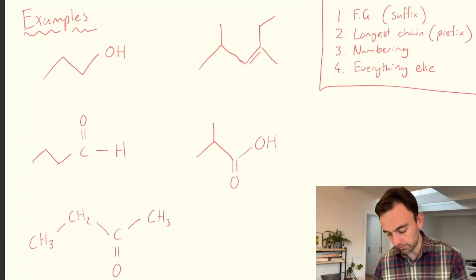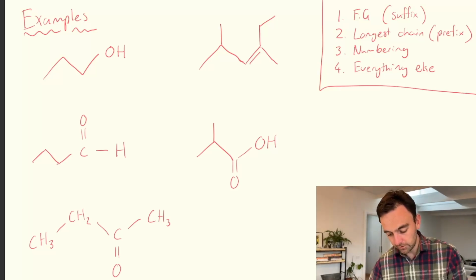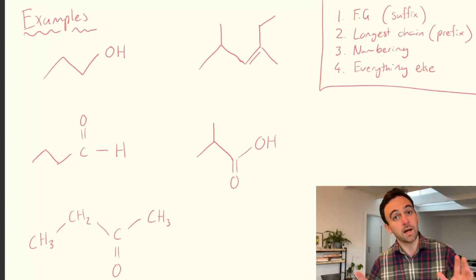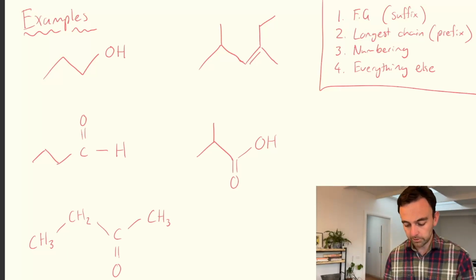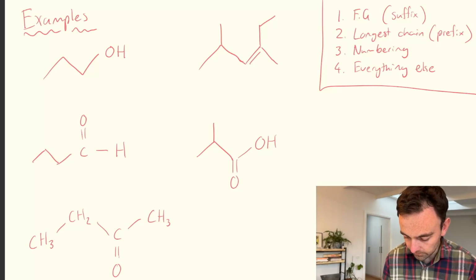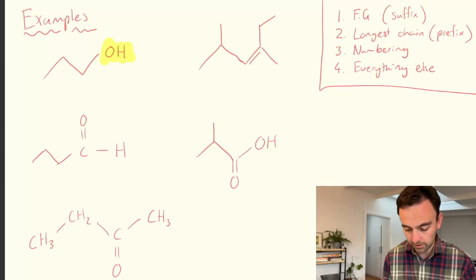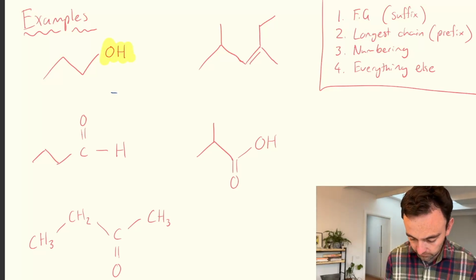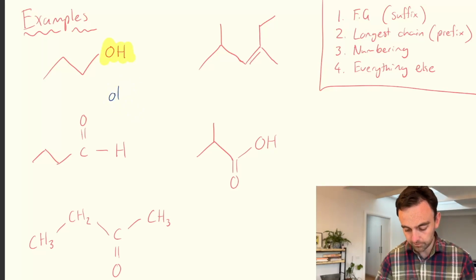So here we go with some examples. In the top right, I've just done a truncated version of those rules that we went through. So step 1 is find the functional group. So if this is a little bit hard at the moment, don't worry. You will learn these functional groups, but just really make sure that you do, because I think it's essential. So with this first one, the functional group is just this OH here, which is an alcohol. So we know that our suffix is ol.